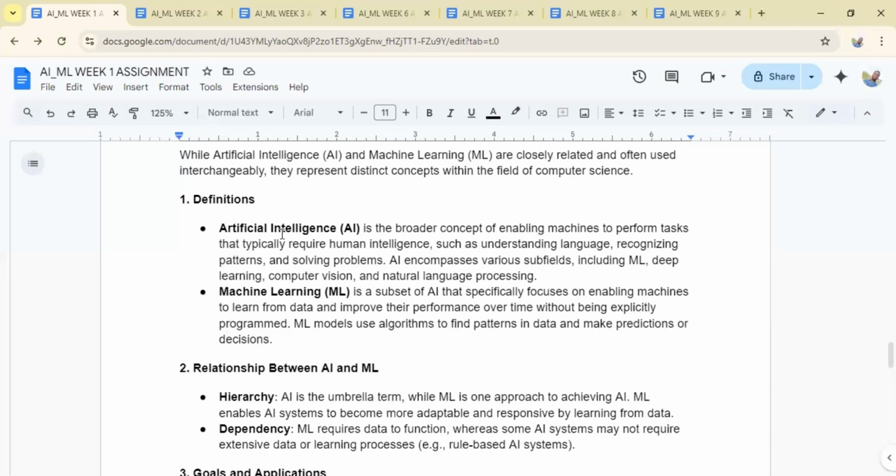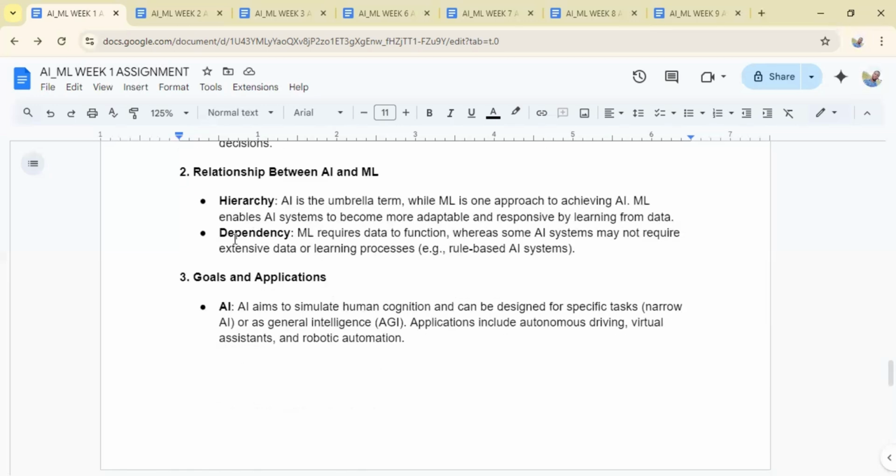So machine learning actually is a subset of AI that specifically focuses on enabling machines to learn from data and improve their performance over time without being explicitly programmed. Machine learning models use algorithms to find patterns in data to make predictions or decisions. AI is the umbrella term, while machine learning is one approach used to achieve artificial intelligence. Machine learning requires data to function, whereas some AI systems may not require extensive data to learn the processes.